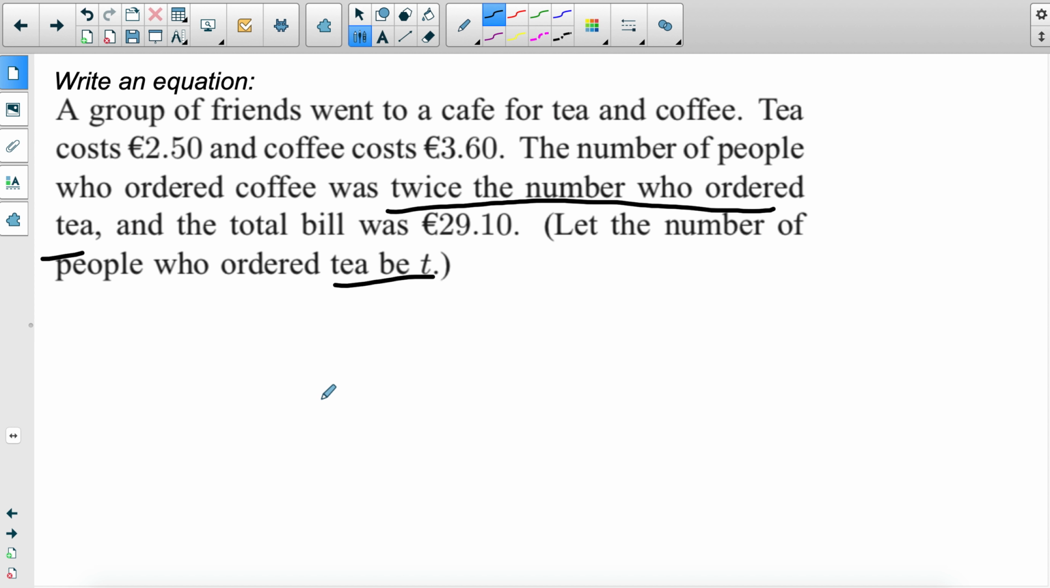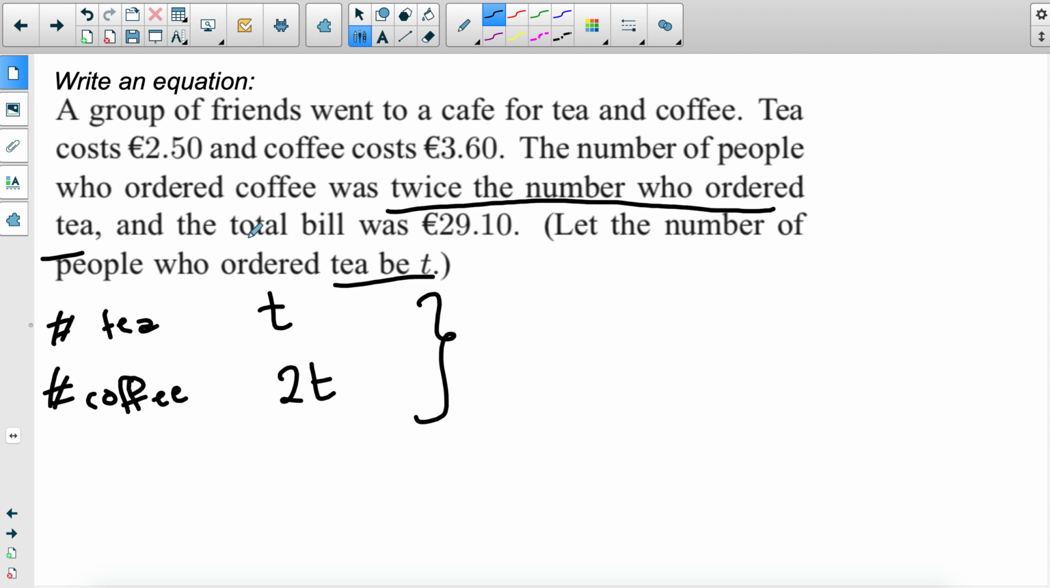So they've already given us the variable. So the number of people who ordered tea will be T. The number of people who ordered coffee was twice the number who ordered tea, so twice the number will be 2T. And so overall, using the costs that we have, everything is in euros, so we'll keep it the same. Tea costs €2.50.